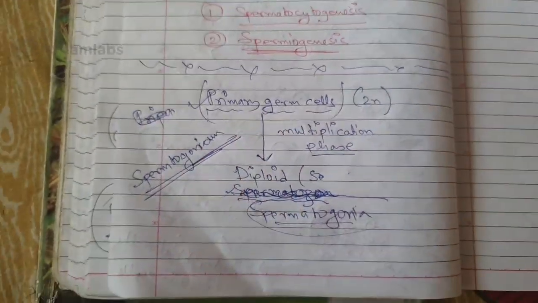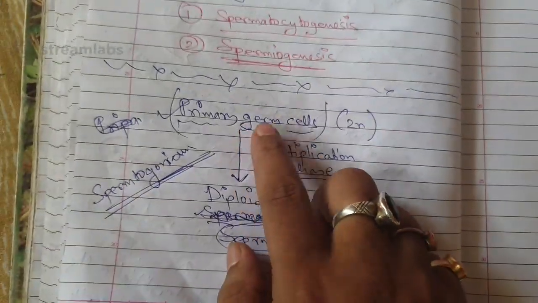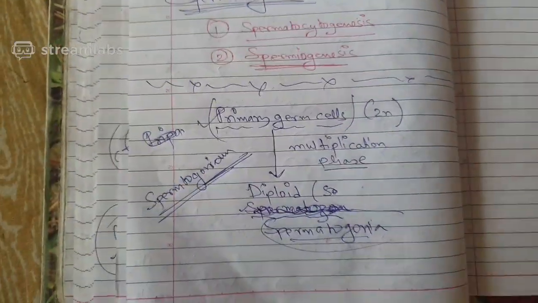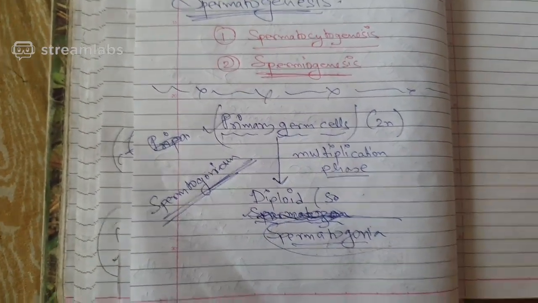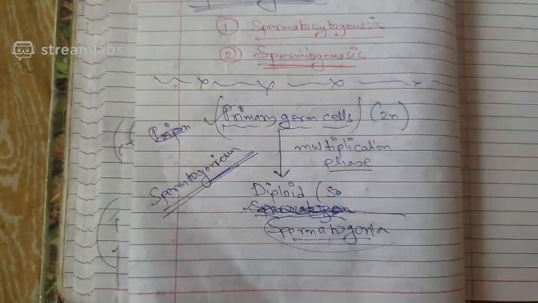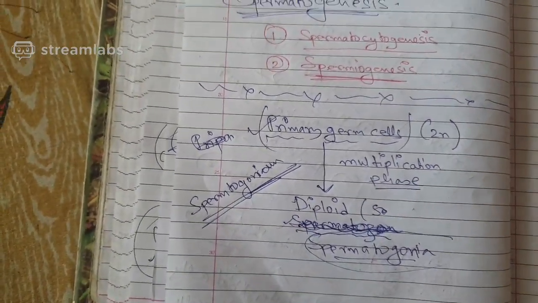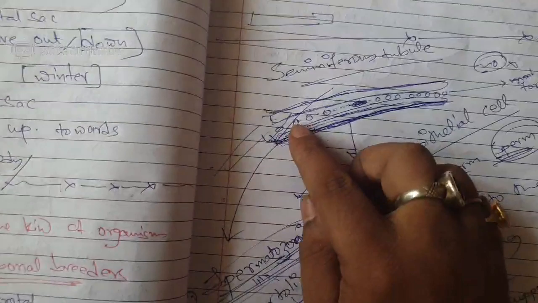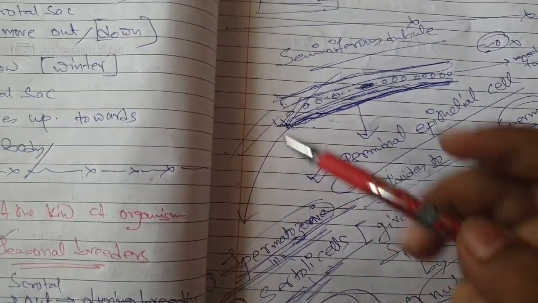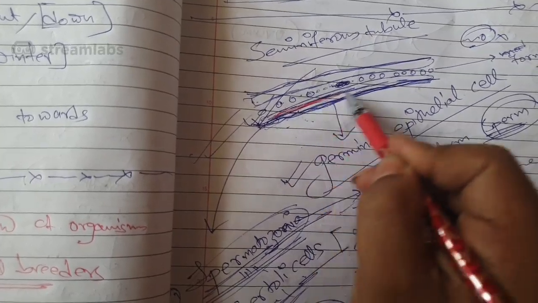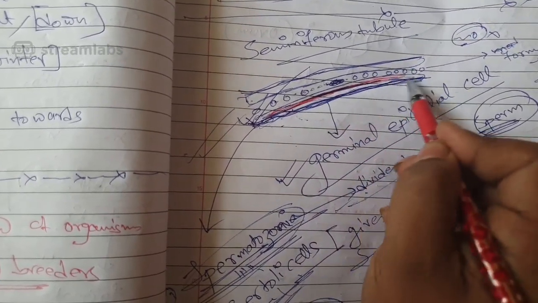So I hope there is no confusion now. From the primary germ cells there is production of spermatogonia. Now there is continuous multiplication and a lot of spermatogonia are produced, which are lined up in the basement membrane. Like you have seen, there is the layer of the primary germ cells, and in red that is the basement membrane.